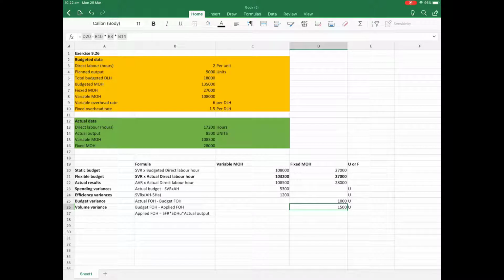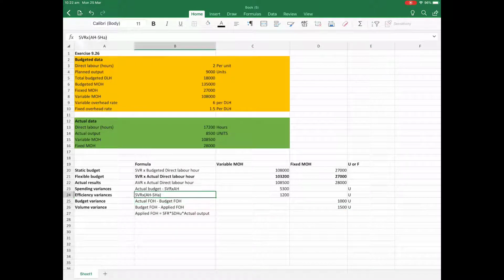So you see that given the 27,000 fixed overhead, we plan to produce 9,000 units, but actually we only produced 8,500 units. It means that for every unit that we produce, the actual fixed overhead allocated to that unit increased compared to what we planned to allocate. So the individual product cost has increased because we have produced less. So for us it's unfavorable because it increased the production cost overall.